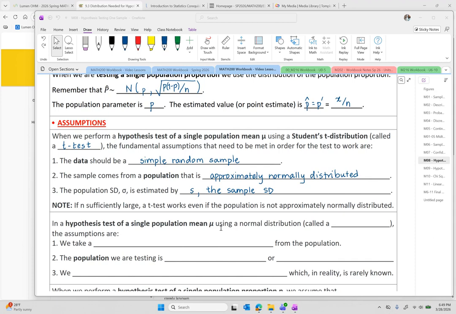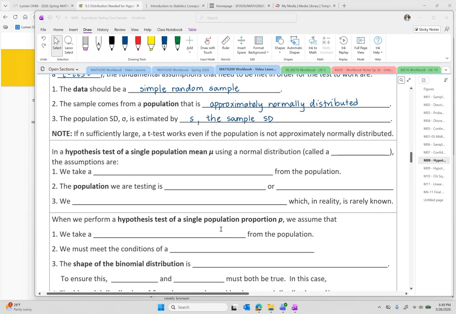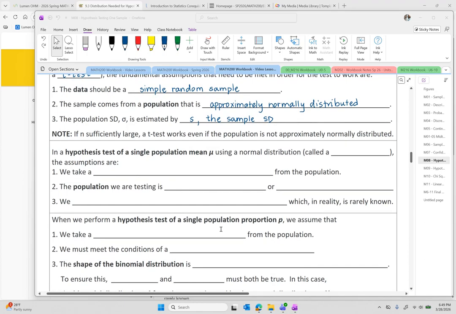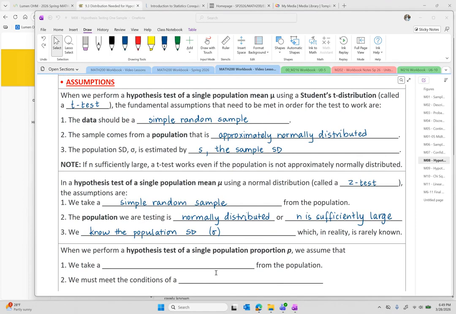Now, if we have a hypothesis test for a single population mean mu using the normal distribution, this means that we know the population standard deviation or that we have a sufficiently large n. Then this is called the z-test because we will be using a normal distribution. The assumptions are that we have taken a simple random sample from a population that is normally distributed or n is sufficiently large, and we know the population standard deviation sigma, which in reality is rarely known.